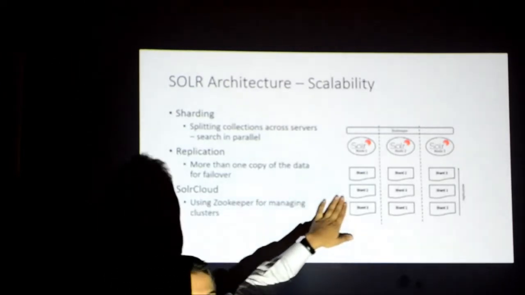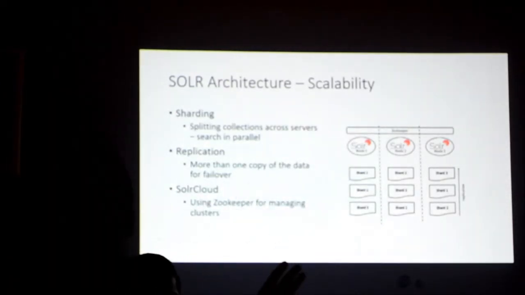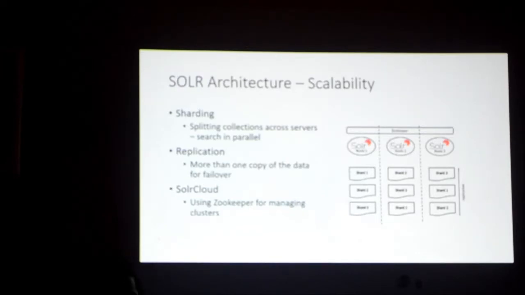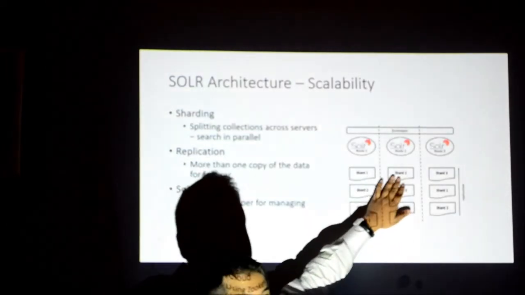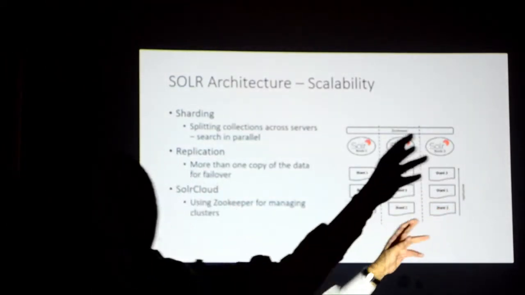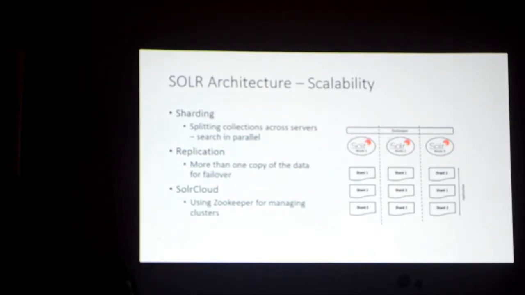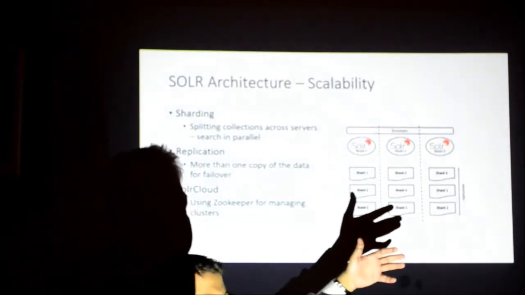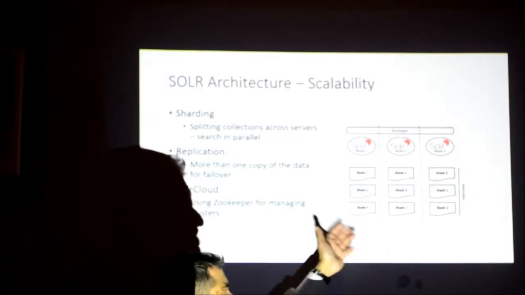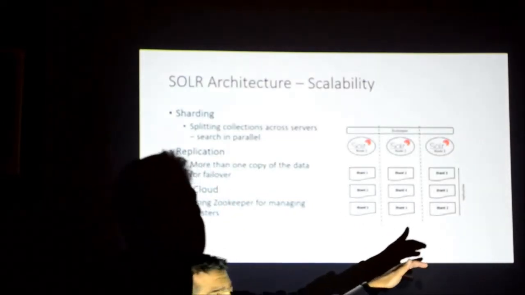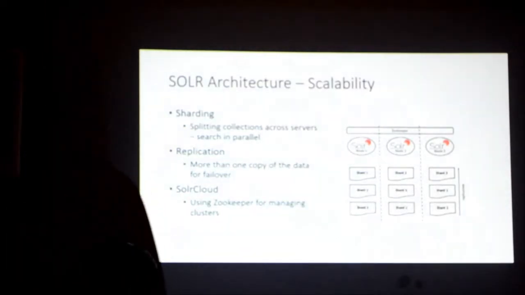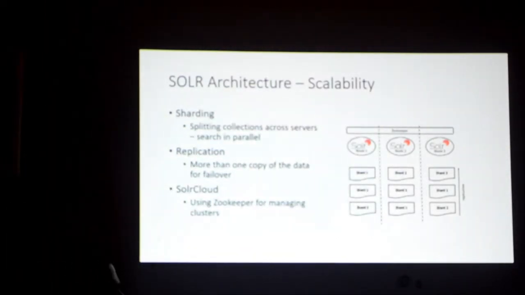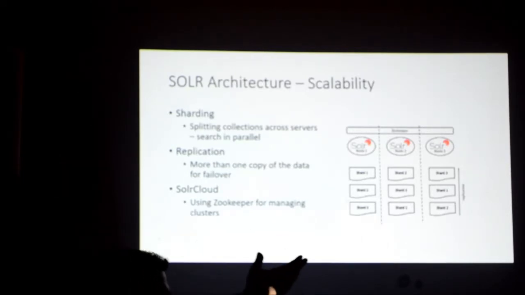So here I have 9 copies. So I have 3 total copies of the data, because shard 1 plus shard 2 plus shard 3 equals the total number of documents that I have. But I replicated that 3 times over. So even if one server goes down, even if two servers go down, I can still continue to serve all my documents. Right? And also, not just for failover, but also for scale. Technically, I can query only one of these and get all my results back. In terms of scale, I've increased my query capacity by 3 by storing the data 3 times.